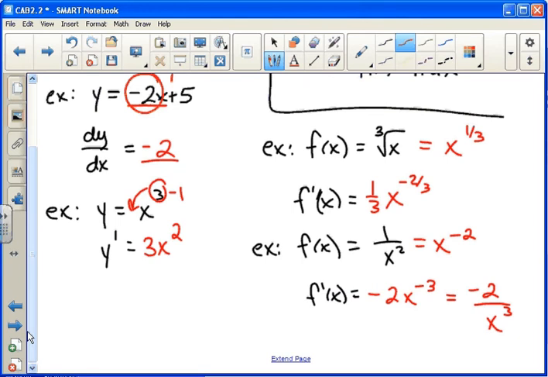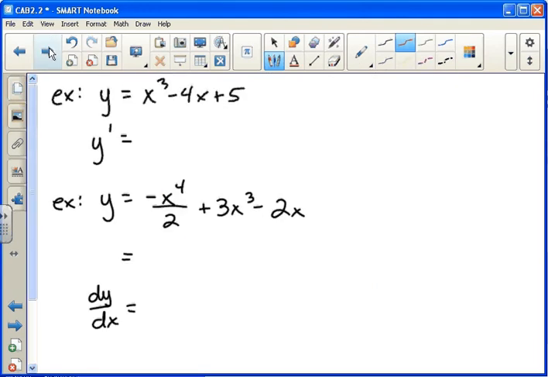Okay, now again, when we're adding or subtracting, we can just treat each piece separately. So for this one, we'll just look at x cubed, negative 4x, and 5 all separately. So for x cubed, we multiply by the exponent, subtract 1 from the exponent. That negative 4x is just going to turn into negative 4 because the exponent is 1, so you multiply by 1, and subtract 1 from the exponent, which will just make the x disappear. And the derivative of 5 is 0. The derivative of any number all by itself is 0.